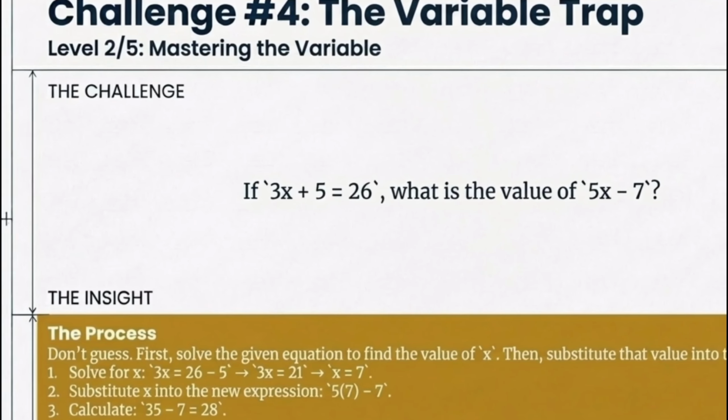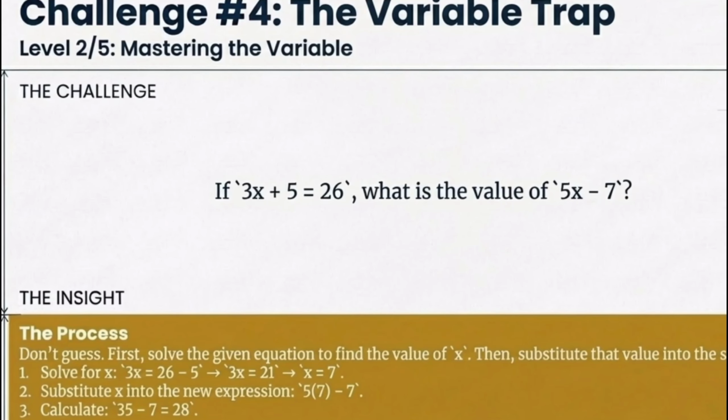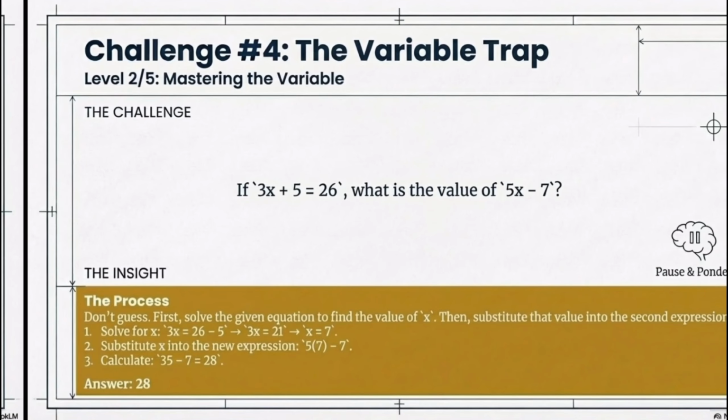So imagine this is just a normal equation. I do have 3x plus 5 equals 26. What is the value of 5x minus 7? So 3x plus 5 is equal to 26. You guys know in order to solve that, I have to move all of those numbers to one side and consider the variable on another side. So I do have my 3x equals what?